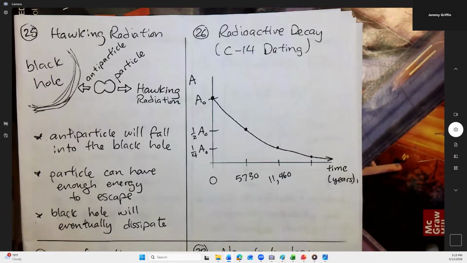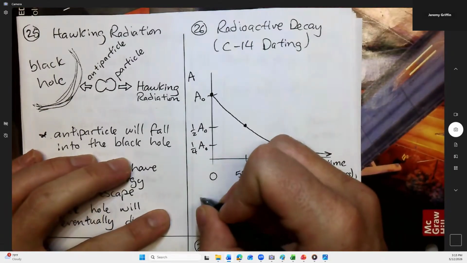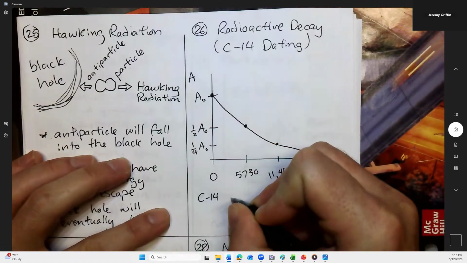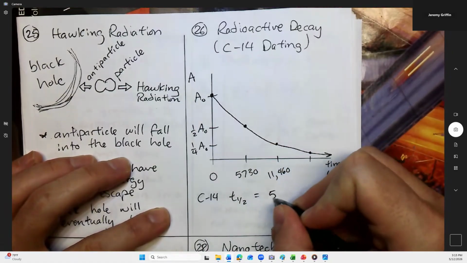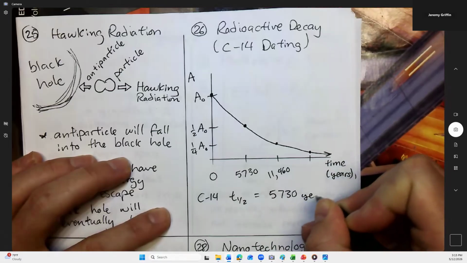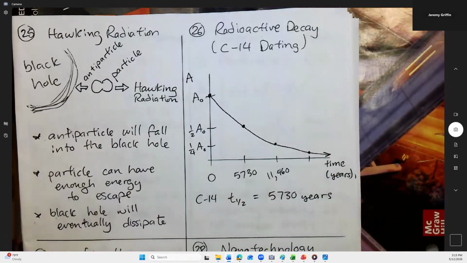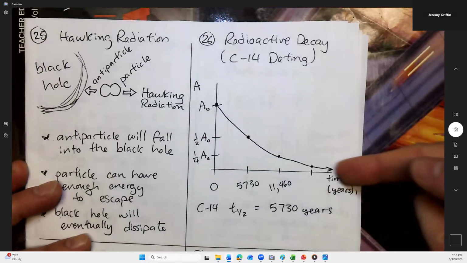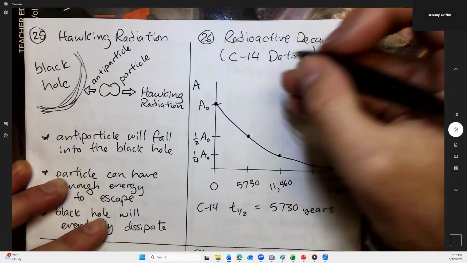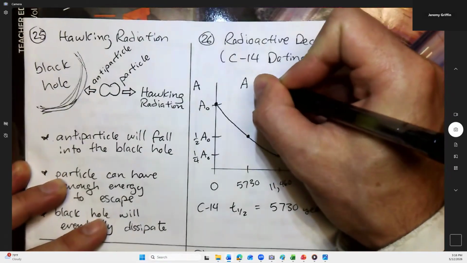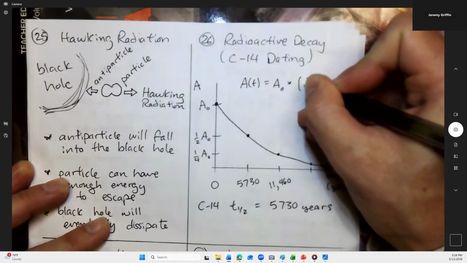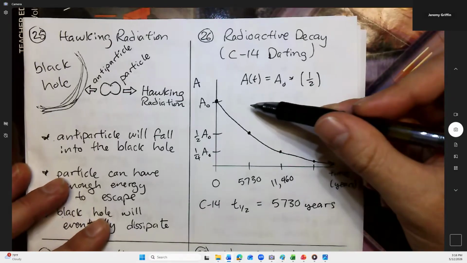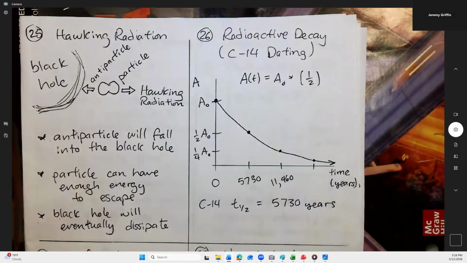Now, to give you guys a couple numbers. So carbon-14 half-life, T sub 1/2, is 5,730 years. So it looks like this graph is specifically for carbon-14. Now, I'm going to give you guys a couple of formulas that can both describe this curve. Some general formulas. The more intuitive formula is the amount as a function of time is equal to the initial amount times, and you guys notice that all these points that I plotted, it's half and then half and then half.